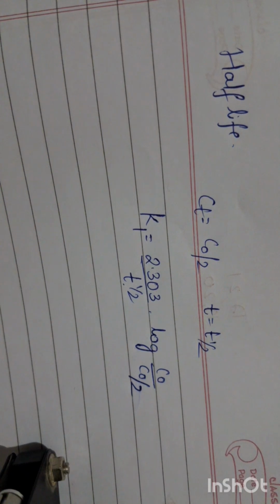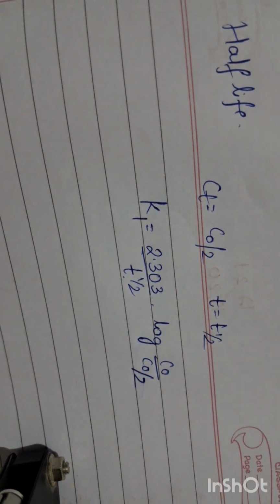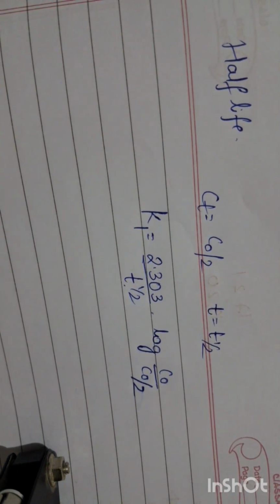Now the half-life. What is half-life? It is the time required to reduce the concentration of a reactant to half of its initial concentration. So here we take Ct, the final concentration, as C0 by 2, since the initial was C0, and the time as T half.